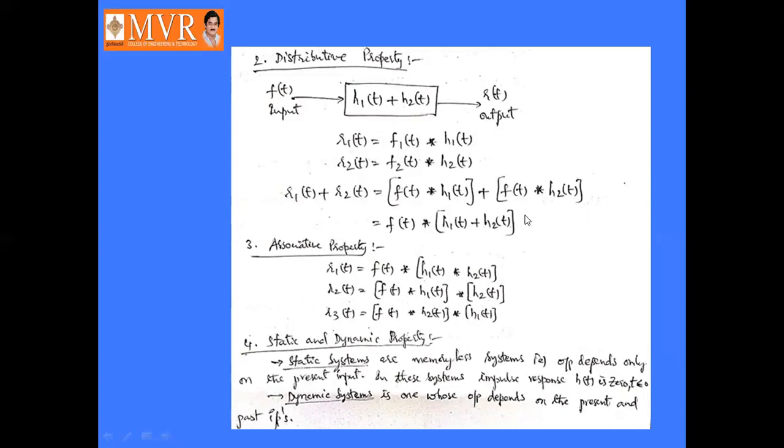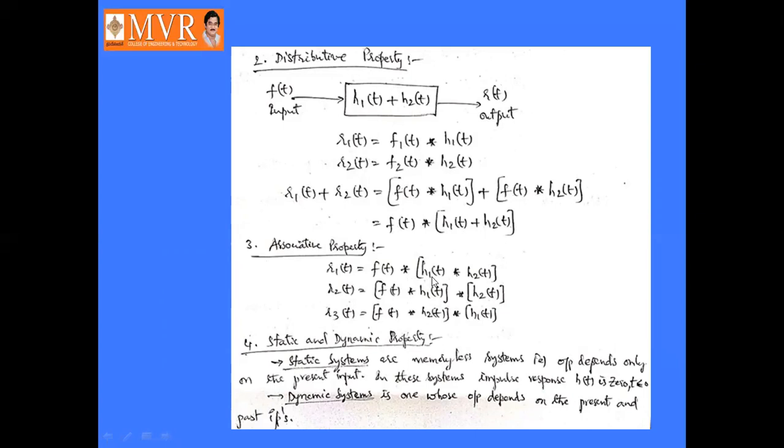This f1(t), f2(t) can be treated as f(t), so make f(t) common. So f(t) convolved with h1(t) plus h2(t). Here it is distributed, so this is called the distributive property.